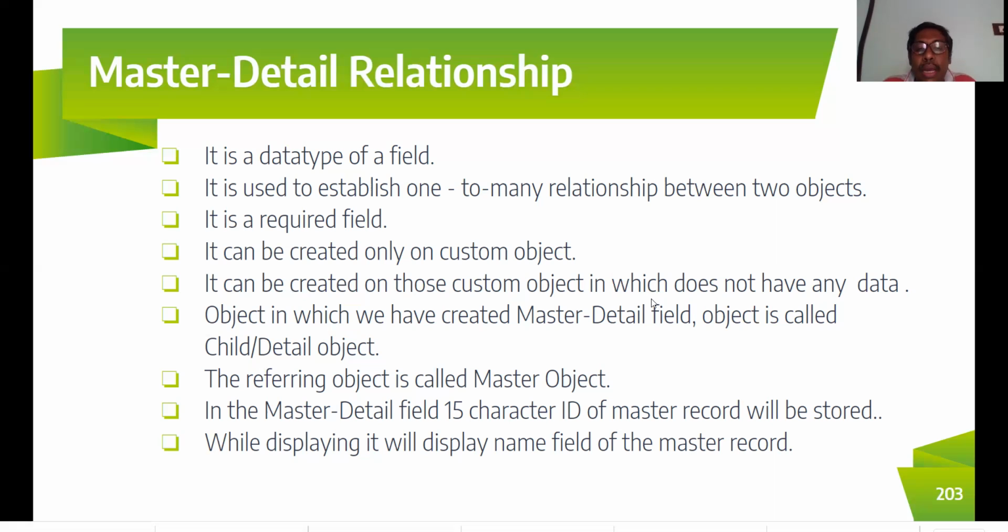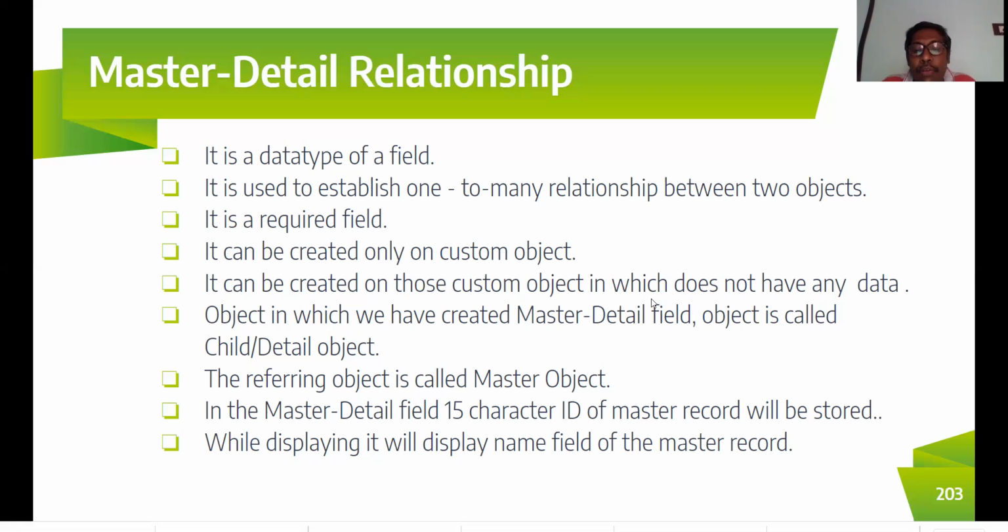The object in which we have created the master detail field is called the child or detail object. In the earlier slide I showed you, we have the customer and the payment object. In the payment object only, the master detail field has been created. So the object where the master detail field has been created is a child object. That is what I'm saying here. The referring object is called the master object.